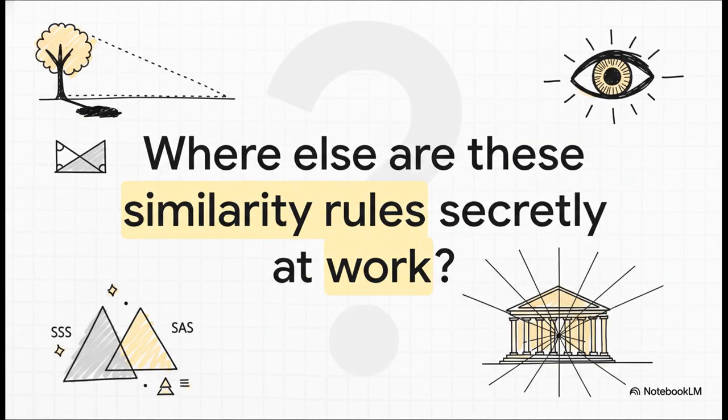And that brings us to a final thought. Now that you know these shortcuts, you're going to start seeing them everywhere. Seriously, from the way shadows are cast on the ground to how artists create the illusion of perspective in a painting. So the real question is, where else in the world around you are these similarity rules secretly at work?